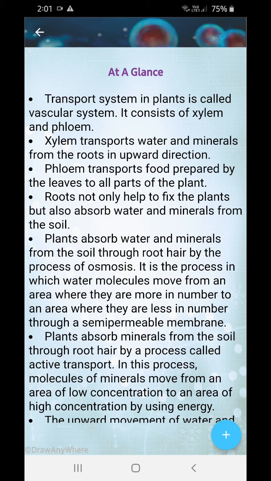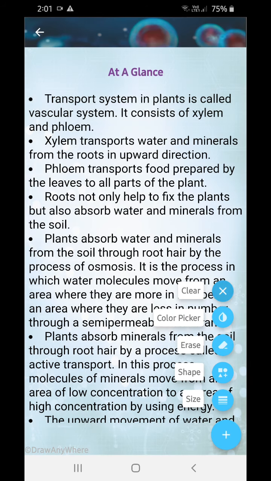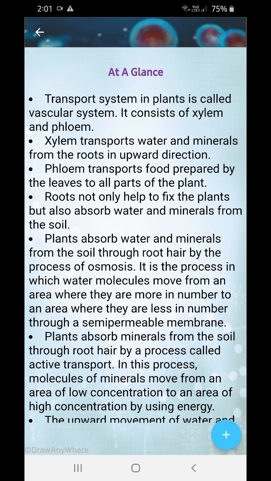Plants absorb minerals from the soil through root hairs by the process called active transport. So water is taken in the form of osmosis, and minerals are taken in the form of active transport. I already told you active transport. So now let's learn what is this active transport. Now see, in this process, molecules of minerals move from an area of low concentration to an area of high concentration by using energy.